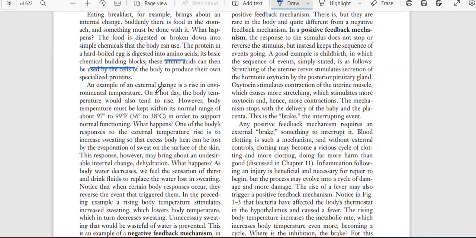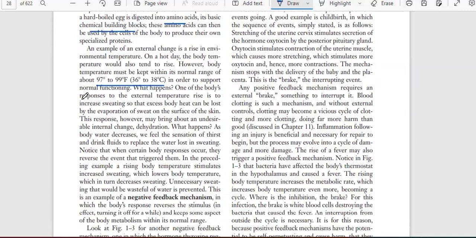An example of external change is a rise in environmental temperature. On a hot day, the body temperature also tends to rise. However, body temperature must be kept within its normal range of 97 to 99 degrees Fahrenheit, 36 to 38 degrees Celsius, in order to support normal function. What happens? One of the body's responses to the external temperature rise is to increase sweating, so that excess body heat can be lost by the evaporation of sweat on the surface of the skin.